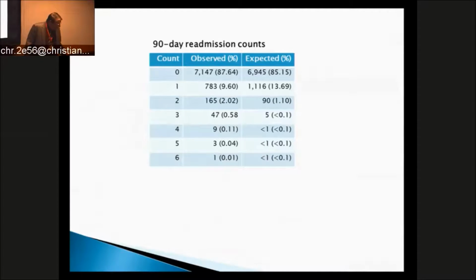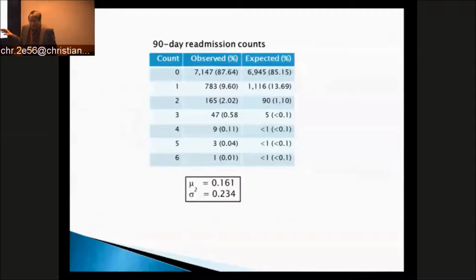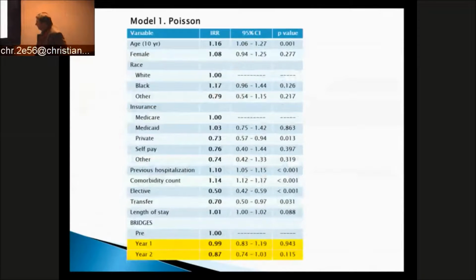And if we calculate the mean and variance, we can see that that's the case. So the mean is 0.16 and the variance is 0.23. So obviously we have over-dispersed data. So right away that's going to tell us that negative binomial regression is probably going to be the best regression. Okay, so getting to the models.